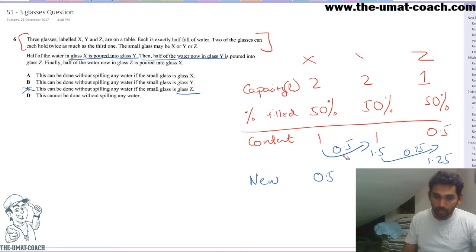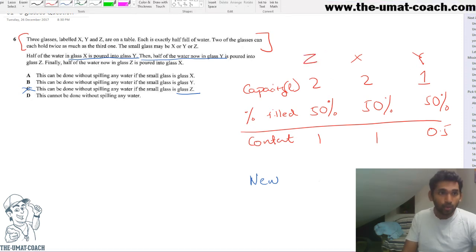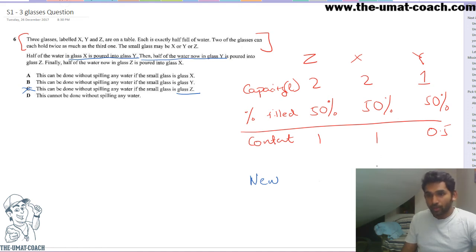assume the other way. So what we want to do is let me see if I can switch the letters around. We just want to move the letters such that X, Y, Z is like that. Okay, so Y is the small glass. And then you want to go through your options again. So from X to Y, that's 0.5. And you're left with 0.5 here. And you're left with 1 here.